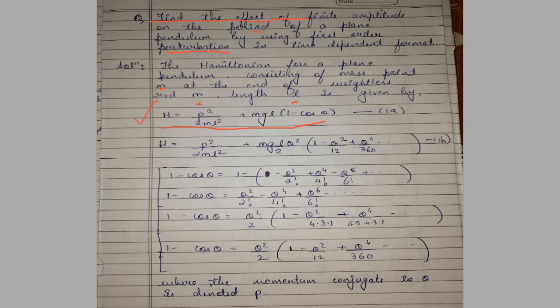Obviously in this case there would be two coordinates. The first would be theta and the other coordinate would be p. Obviously, because now we are considering oscillations. Theta would be the generalized position coordinate and p would be the momentum coordinate.